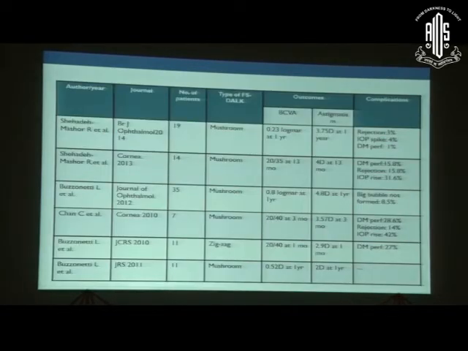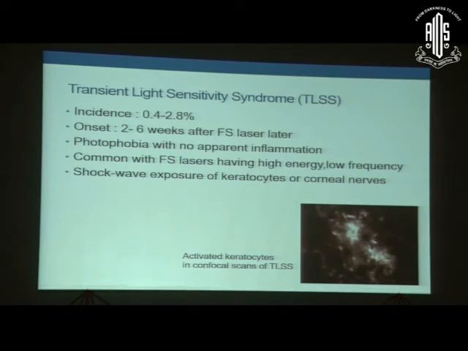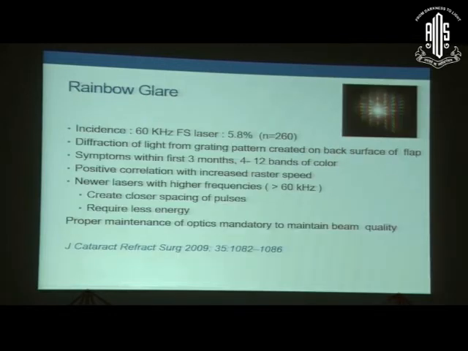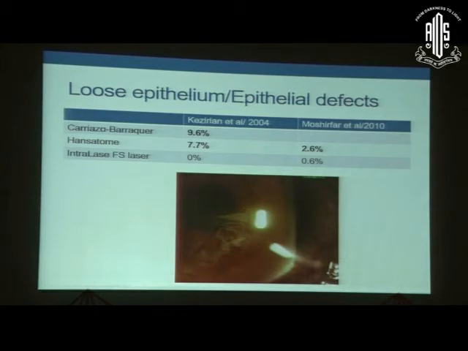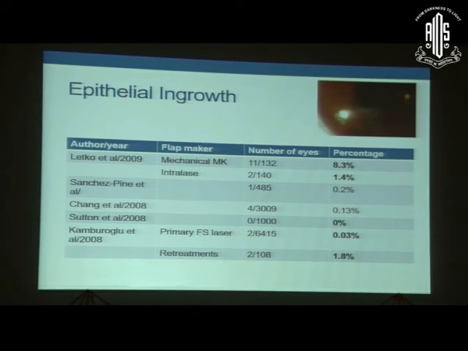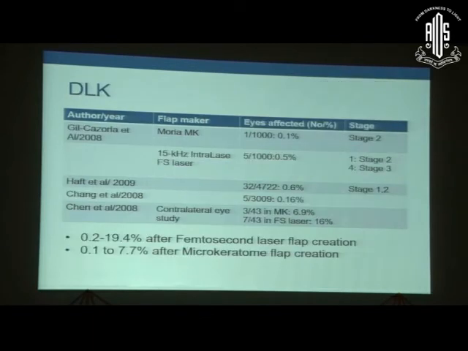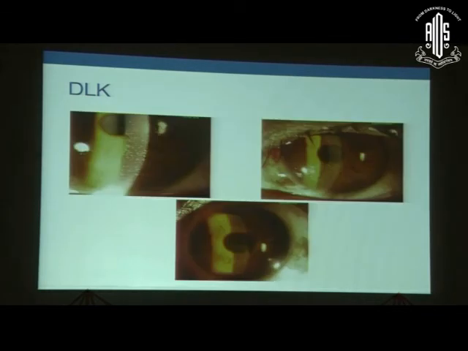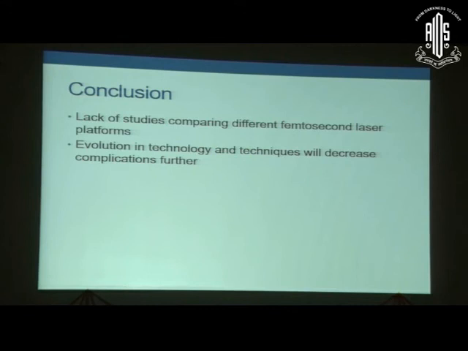Okay, so these are the various studies, and you can see that the rejection varies from 3 to 15%. The IOP spike is there in 4 to 42%, and the Descemet's membrane perforation rate varies from almost 5 to 15%. And again, this transient light sensitivity syndrome was reported with the lasers of older generation, but not so now. Apart from this, there can be loose epithelium, which is less with the femtosecond laser. And epithelial ingrowth is also less because the wound configuration is absolutely matching. There could be diffuse lamellar keratitis such as this, which needs to be taken care of.